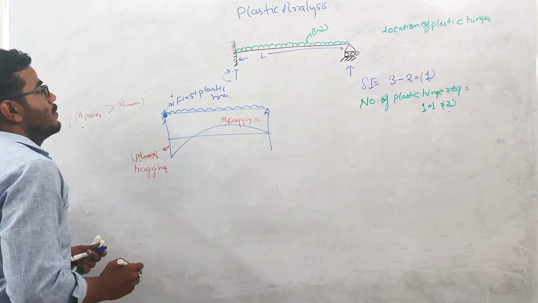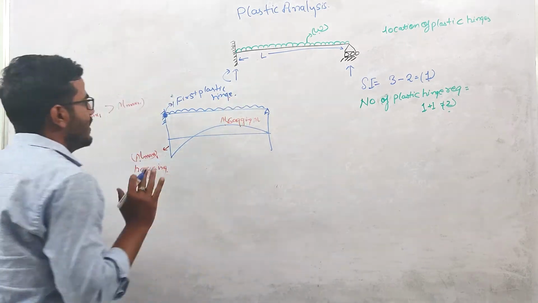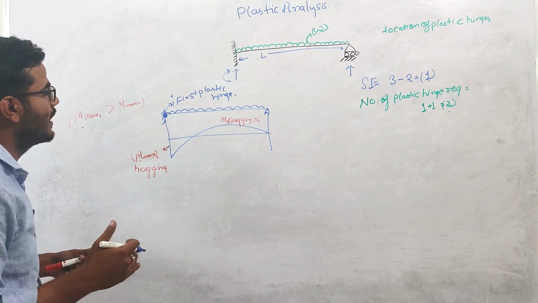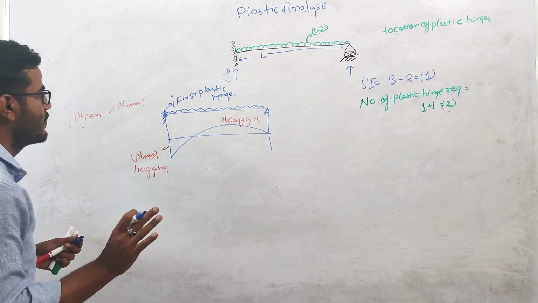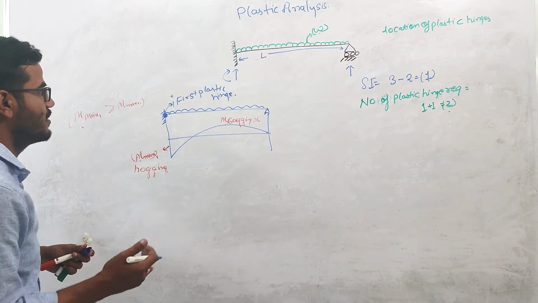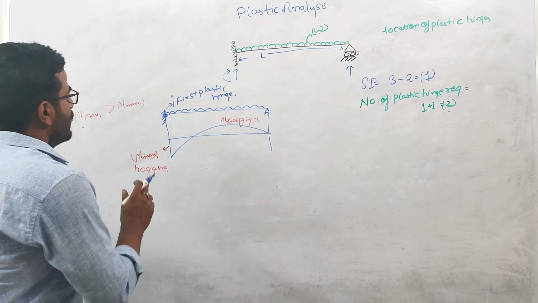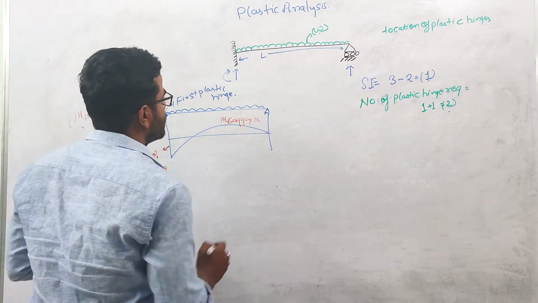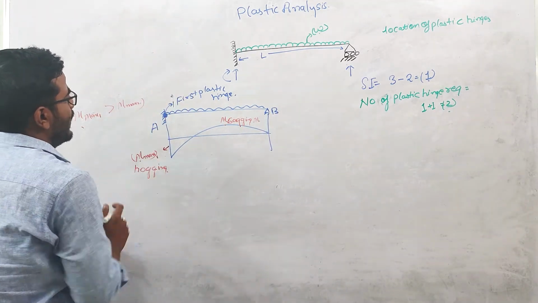When the first plastic hinge is formed, we can still apply some load beyond its formation. This structure has not collapsed after the formation of the first plastic hinge. We can further load this structure till the second plastic hinge is formed. Now you can see that when the plastic hinge is formed at this point A, and let us suppose this is point B, this point cannot provide any extra moment.